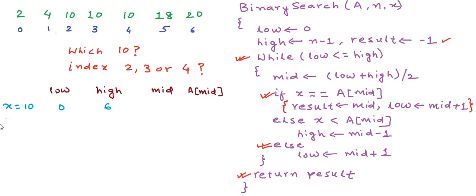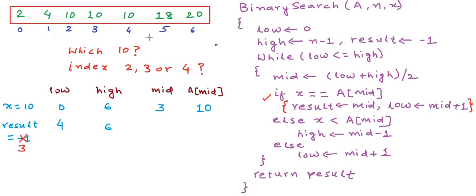So once again we start with low 0, high 6, and we also start with result minus 1. Minus 1 means that we have not found x in the array so far. Now mid would be 3 and the mid element would be 10. We are executing the while loop here. Now we come to this condition, x is equal to a mid. So first we modify our result. We found an x at index 3, and then we modify low to mid plus 1, which will be 4.